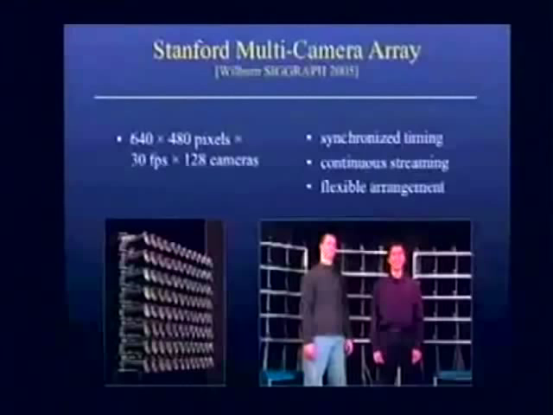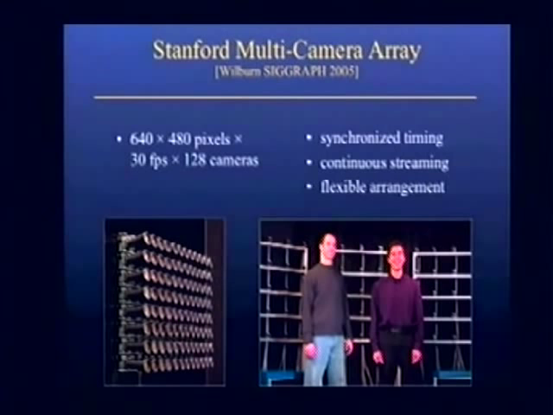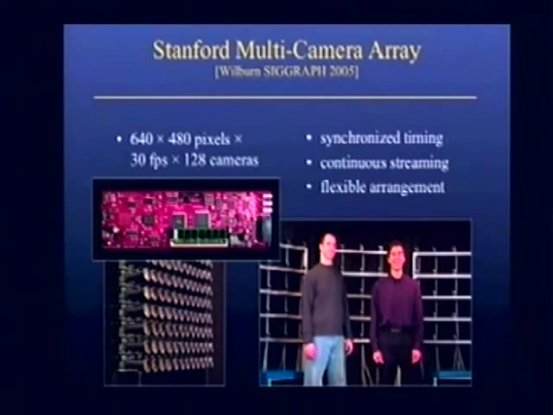All right, so let's get started with the first one, which is the Stanford multi-camera array, which captures a light field by having a grid of cameras. So basically, it's just 100 webcams, except that the 100 webcams have a couple of unique architectural characteristics. Well, they're all synchronized, so we can fire them all at once or fire them in sequence. They can continuously stream from all 100 cameras at once. That's a lot of data. So we have a supporting electronics board per camera, the key feature of which is an MPEG encoder chip to be able to reduce the bandwidth. And then it has a flexible physical arrangement, so we can move the cameras around.